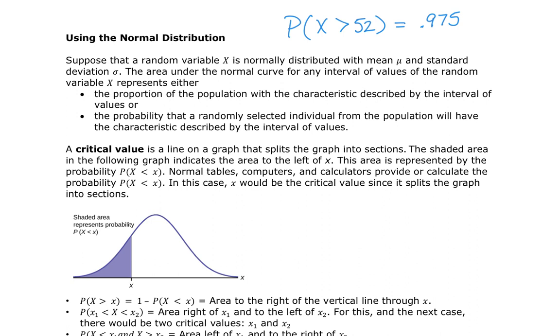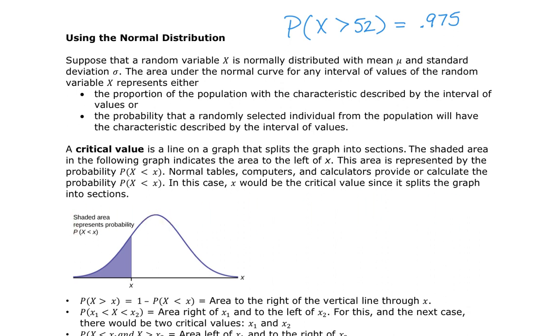When we are looking at probabilities, we have something called a critical value. This is a line on the graph that splits the graph into sections. The shaded area in the graph here indicates the area to the left of the x, the random variable x that I'm looking at. This area is represented by the probability p of this random variable x being less than some point of interest in my normal distribution. Normal tables, computers, and calculators provide a calculated probability if we're doing a normal distribution. And in this case, x would be the critical value since it splits a graph into sections.